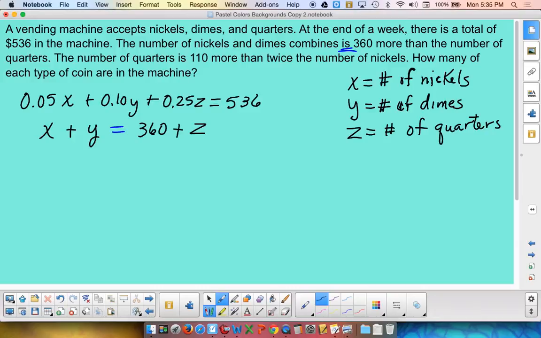And then third one, the number of quarters is. Once again, look for your verb. There's is. So the number of quarters is means we have number of quarters is Z. Is our equal sign. 110 more than twice the number of nickels. Nickels was X, so twice X. And so now you've got your three equations.